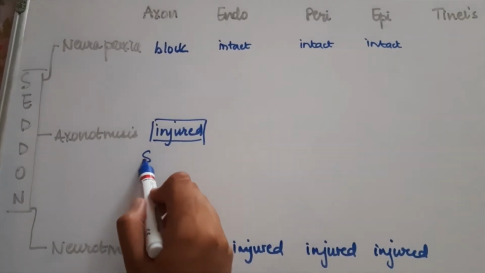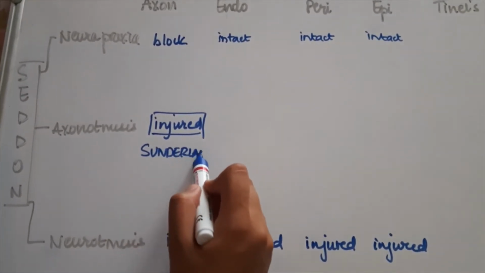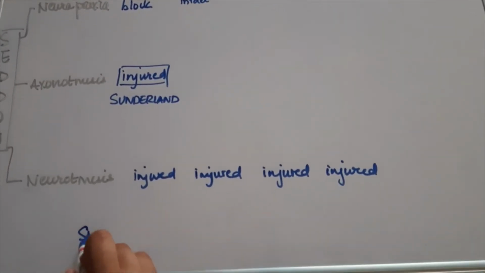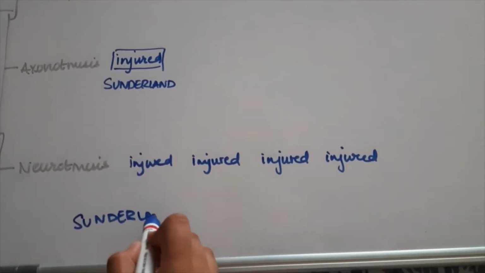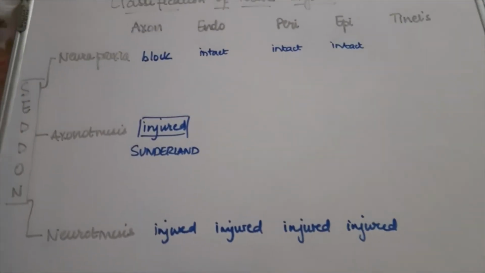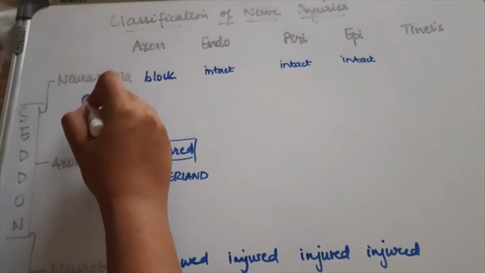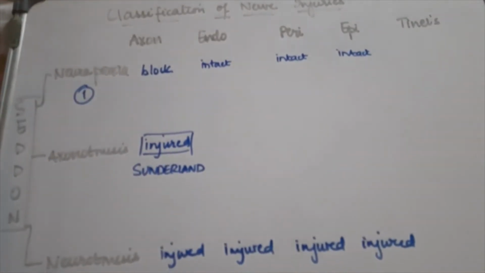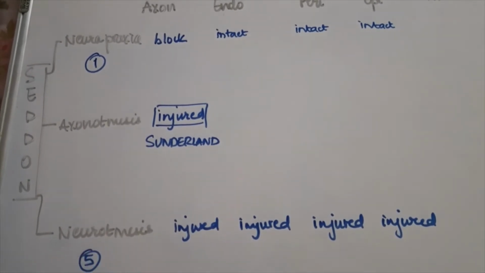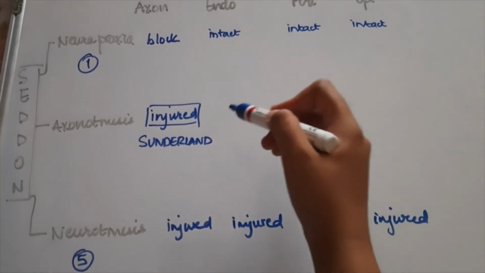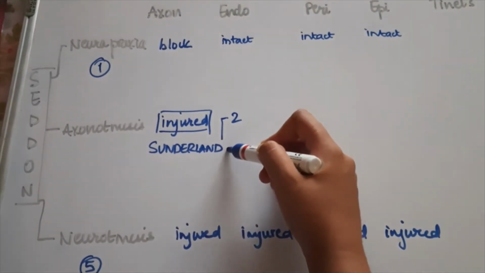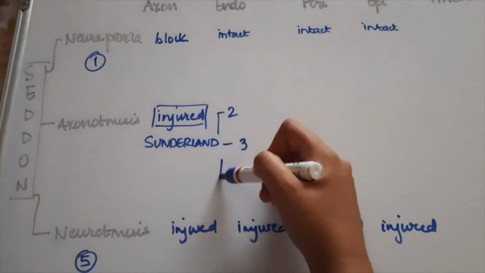The second kind of classification of nerve injuries is Sunderland's classification, which classifies the nerve injuries into five types. Type 1 Sunderland classification is essentially neuropraxia, and Type 5 Sunderland classification is essentially neurotmesis. But under Sunderland classification, axonotmesis is divided into three types depending on the level of the injury.